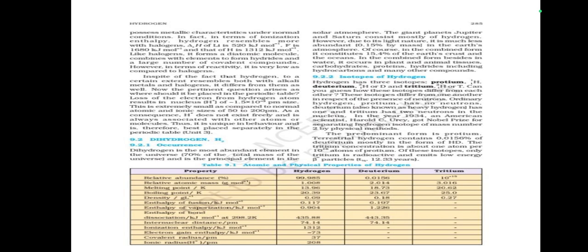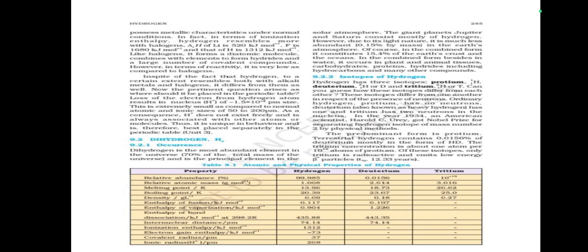These isotopes differ from one another in respect of the presence of neutrons. Ordinary hydrogen, protium, has no neutrons. Deuterium, also known as heavy hydrogen, has one, and tritium has two neutrons in the nucleus. In the year 1934, an American scientist, Harold C. Urey, got the Nobel Prize for separating the hydrogen isotope of mass number 2 by physical methods. The predominant form is protium.